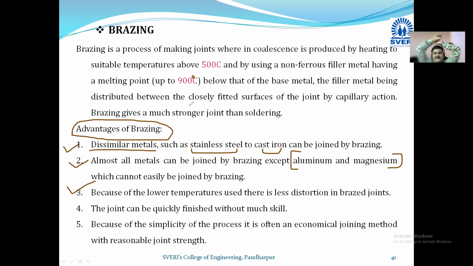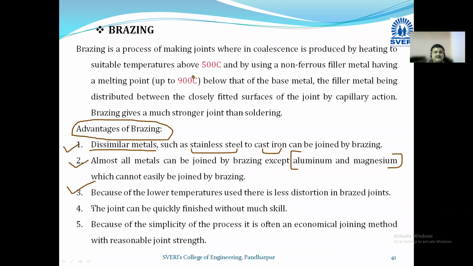In the welding process, we have seen temperatures of 3100, 3300, 2900 degrees. Due to such huge temperature there may be distortion in the material, but compared to 3000 degree centigrade, 900 degree centigrade is a very low amount of heat, and that's why, unlike welding, in the brazed joint there will not be any distortion.